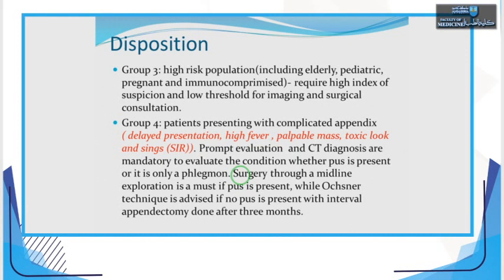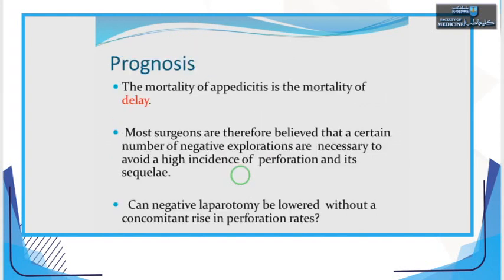Group 4, patients presenting with complicated appendicitis, delayed presentation. This means that 72 hours or more has passed. You will find high fever, palpable mass, toxic look, and signs of SIRS. Here, prompt evaluation with CT for diagnosis, and here surgery is mandatory, except in very few cases where there is no pus and there is only a phlegmon present. With a non-high-risk patient, in this situation, you can resort to the Ochsner technique for non-surgical management.